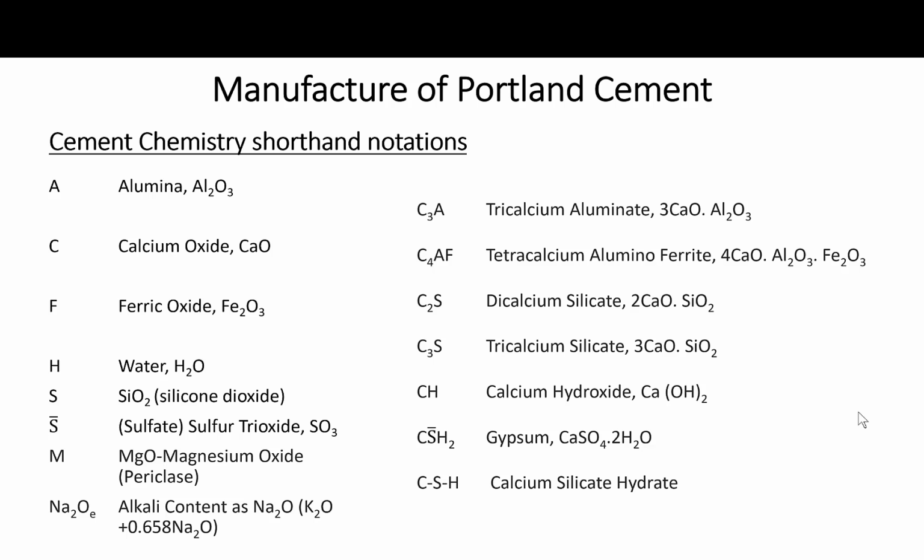Okay, the letter A means alumina, which is aluminum oxide. C means calcium oxide, CaO. F means ferric oxide, Fe2O3. H means water, H2O. S means silicon dioxide, SiO2. S bar means sulfate or sulfur trioxide, SO3. M means MgO, which is magnesium oxide, also referred to as periclase.